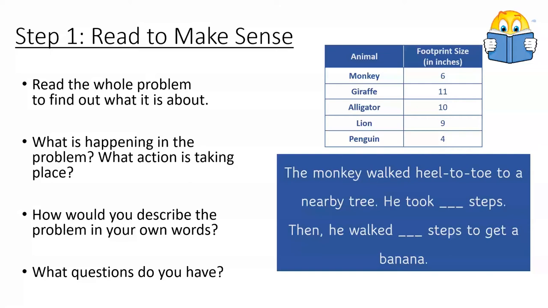Well, there is a monkey walking heel to toe. I wonder what that means. Heel to toe means that the monkey is walking with one foot right in front of the other so that its heels and toes are touching as it walks. I also noticed that we don't know how many steps the monkey took, but we know that he's walking to the tree, then walking some more to get a banana. I wonder if the information in the table will help us as we work through this problem.